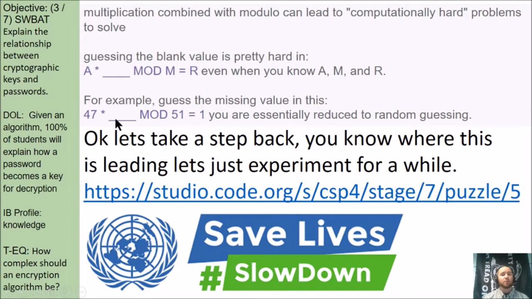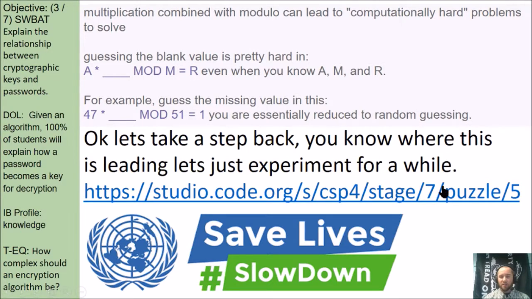So for example, if I asked you to guess right here just the blank, what could it be? 47 times something mod 51 equals 1. So if you're following along with me here and you said, I don't know, that's correct. This could be many different types of numbers. Okay, so let's go ahead and take a step back and give you some math problems yourself to work on.